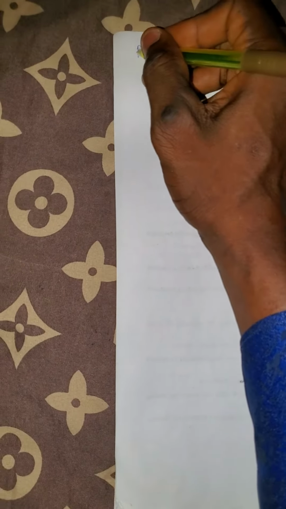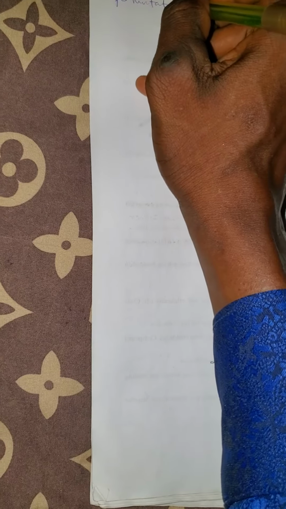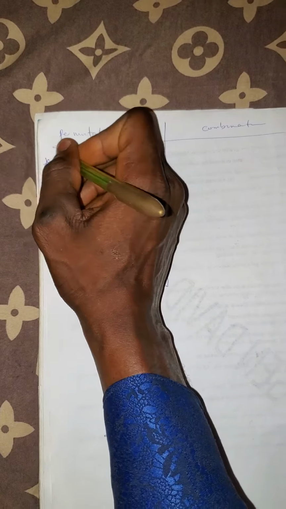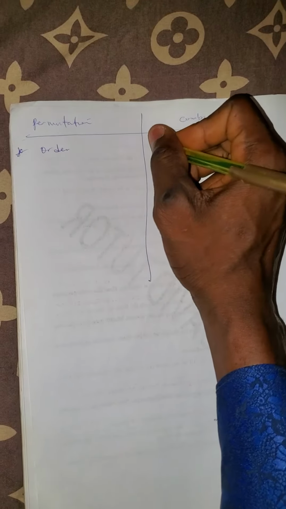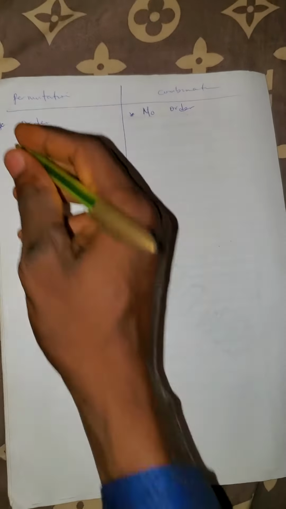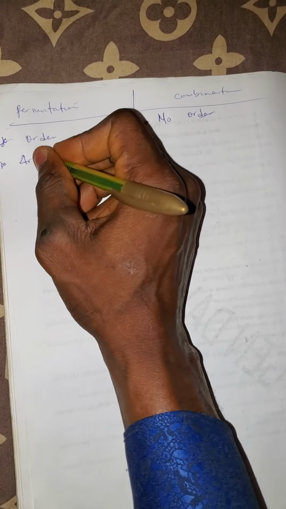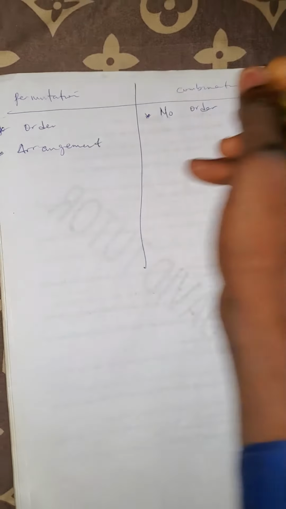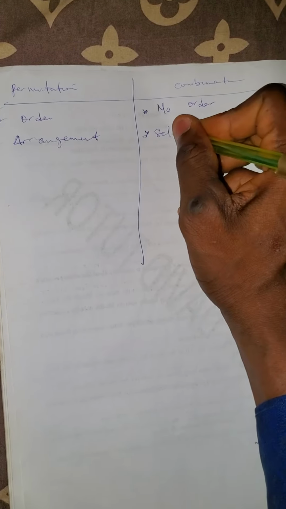Now before we move to the question aspect, let's look at the differentiation between the permutation and the combination. Note, I told you the first thing is that permutation deals with order, but under combination there is no order. Don't consider the order. Number 2 is this. Permutation deals with the arrangement, but combination deals with selection.